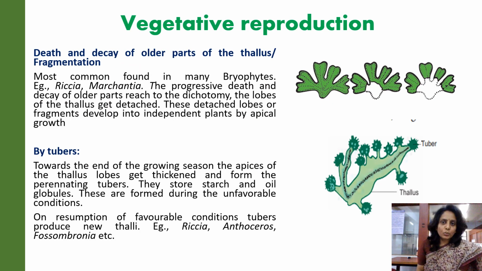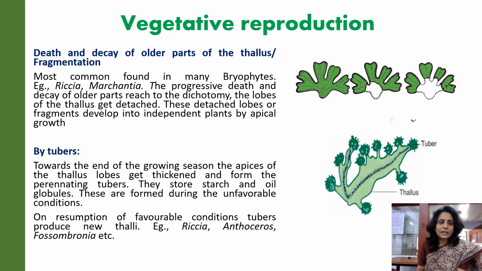So let's talk about vegetative reproduction in bryophytes. There are several methods of vegetative reproduction. The first is by the death and decay of the older parts of the thallus, otherwise called fragmentation. This is the most common method of reproduction seen in bryophytes. For example, in Riccia.